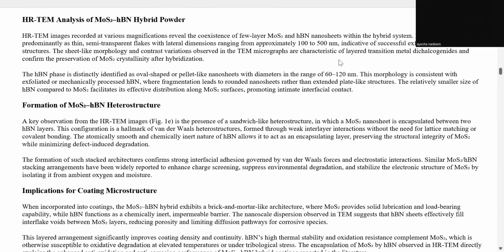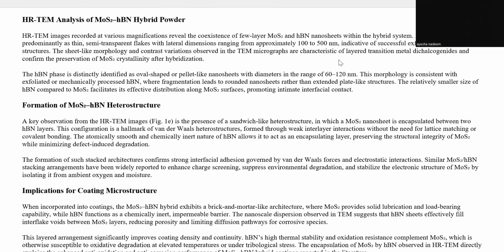A key observation from the HRTEM image is the presence of sandwich-like heterostructures in which a molybdenum disulfide nanosheet is encapsulated between two hBN layers. This configuration is a hallmark of van der Waals heterostructures formed through weak interlayer interactions without the need for lattice matching or covalent bonding.